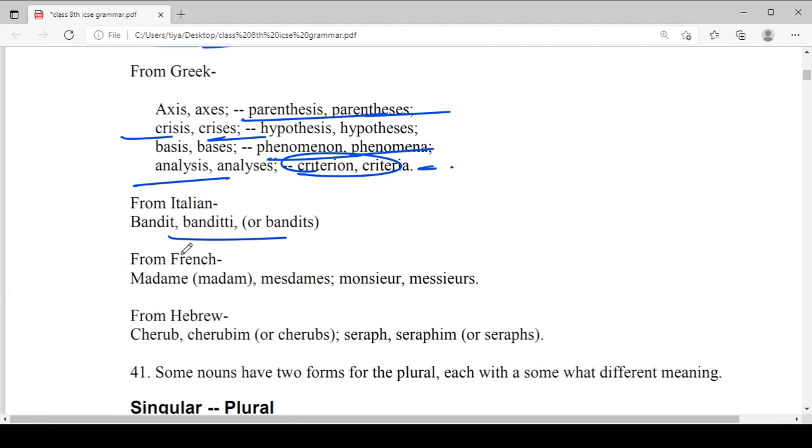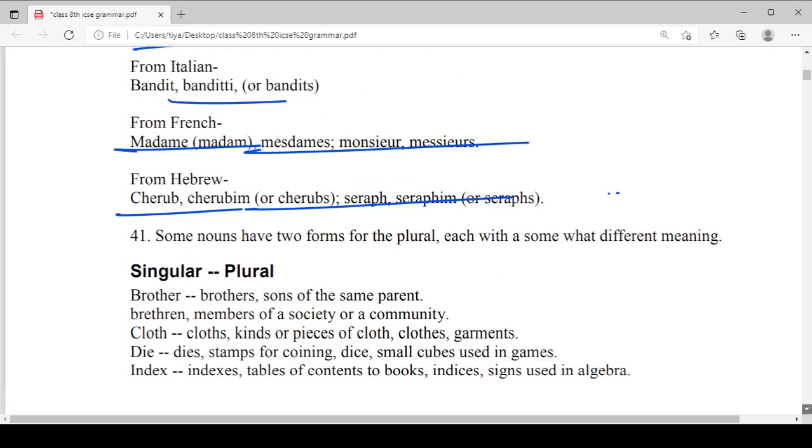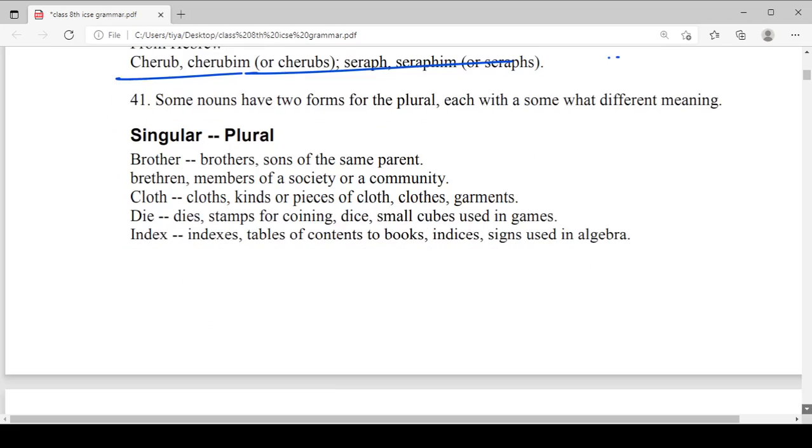So you just need to learn these words, okay. If you read these words again and again, you will easily remember them, because these are just words, they are not any kind of rocket science. So just try to read these words.